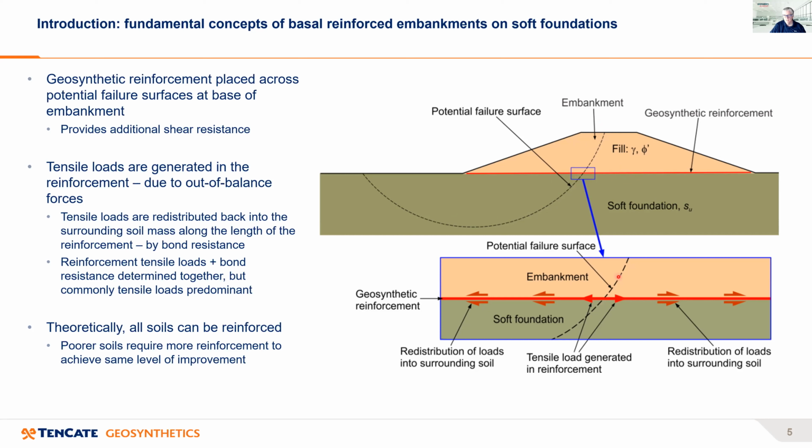And if you have a look in this magnified section here, we have the potential failure surface. This is the basal reinforcement here. And then at the point of the potential failure surface, tensile loads are actually generated in the reinforcement due to the outer balance forces that are acting. And then as these tensile loads get further away from the potential failure surface, these loads are then redistributed into the adjacent soil by the action of bond resistance.